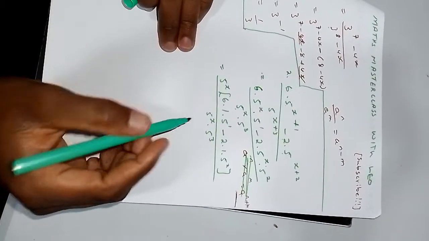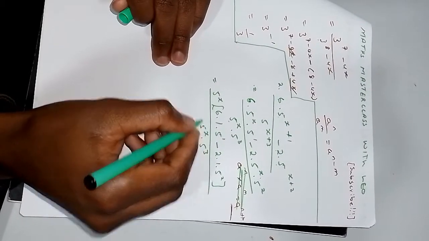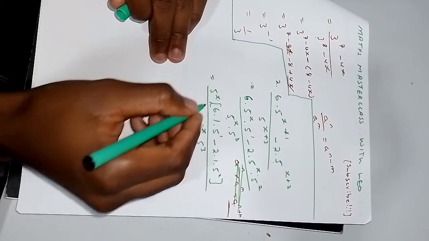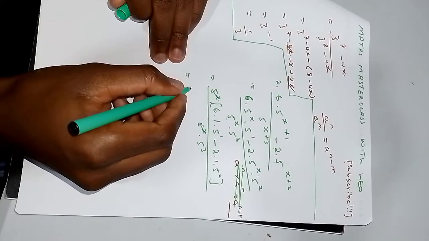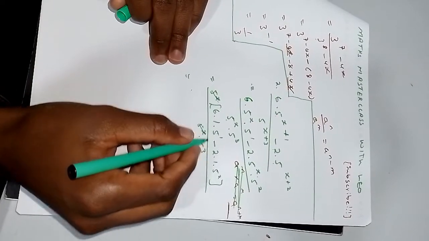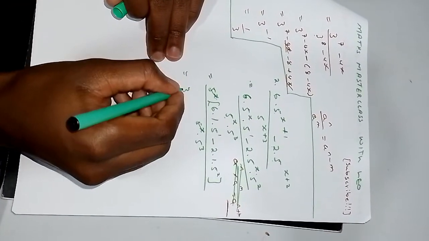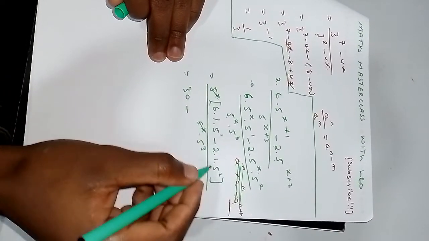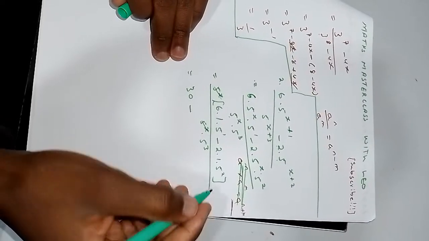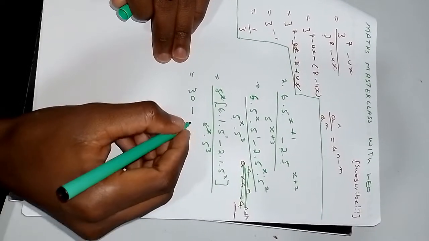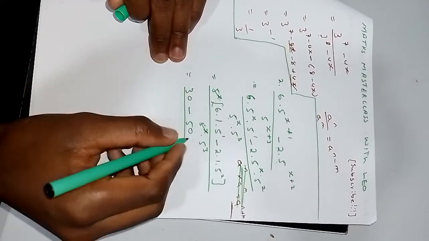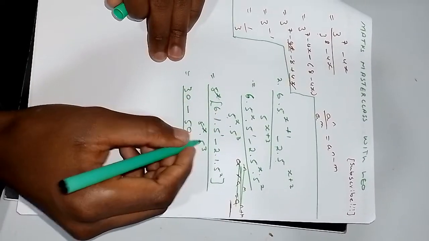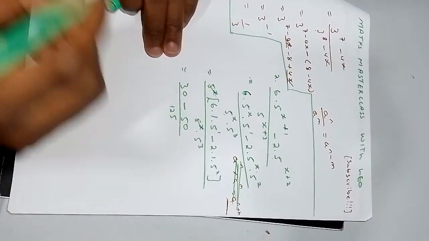If you can check, this and this, they'll just cancel. I'm going to have 6 multiplied by 1 multiplied by 5. This will just give me 30. Subtract, this is minus 2 times 5 to the power 2, which is 25. 25 multiplied by minus 2 is going to be minus 50. You can just use your calculator here. And then the denominator is just going to give you 125.